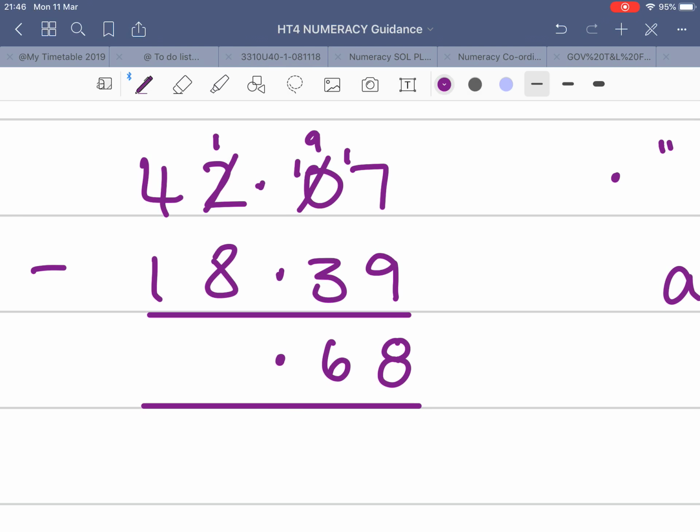1 take away 8 is back to being a non-possible subtraction. So we borrow from the 10s, you can call it 3. And 11 take away 8, 3 there. 3 take away 1, 2. 23.68.